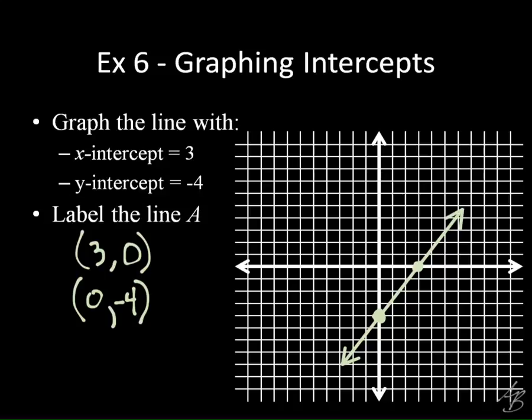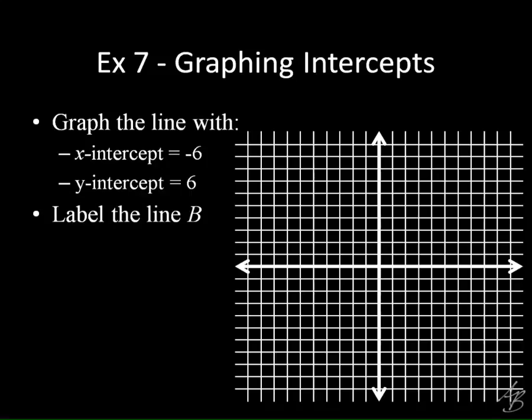Okay, one other thing I want you to do. This example is going to go on the same graph as the next 2 examples, so I want to label this line. This is line A, so we're going to just put an A near one end of the line so we know which line it is. All right, so go ahead and do the same thing for the next 2. So for line B, we're going to have an x-intercept of negative 6, a y-intercept of positive 6. And line C is going to have an x-intercept of negative 3 and a y-intercept of negative 8.